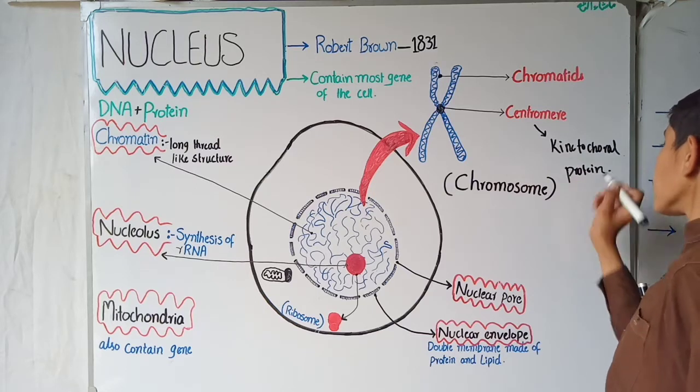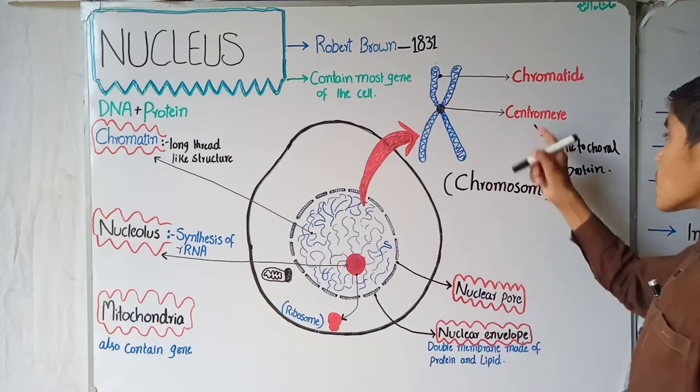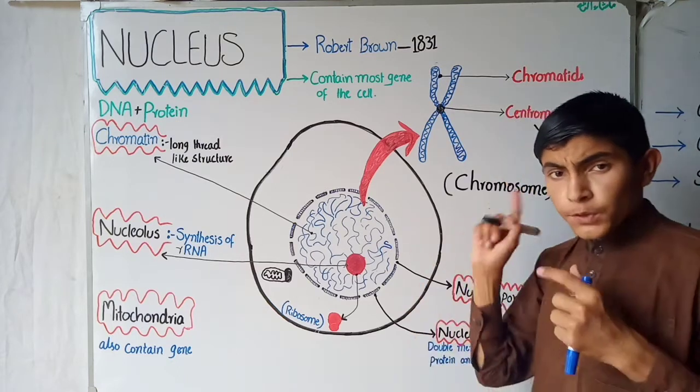So the centromere consists of kinetochore protein.